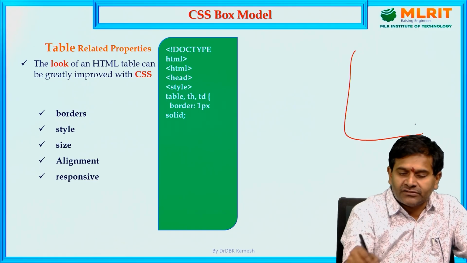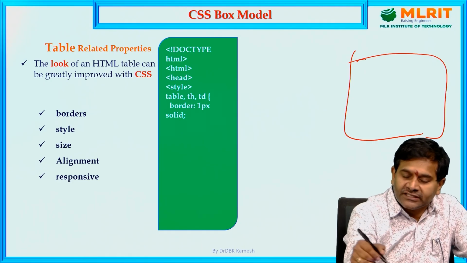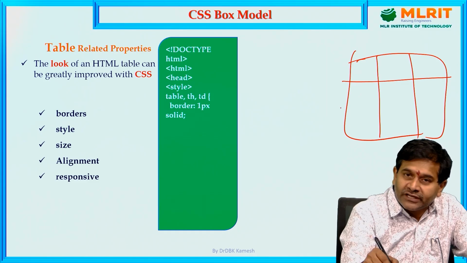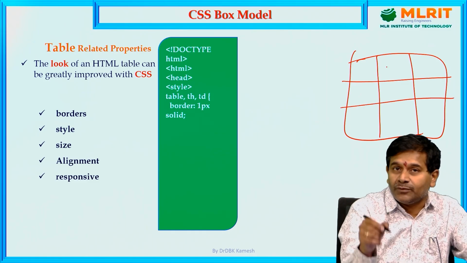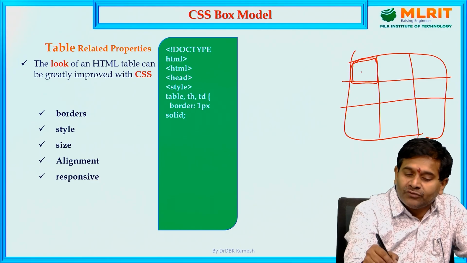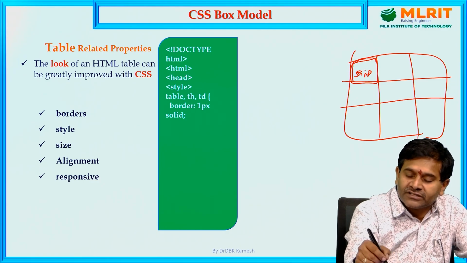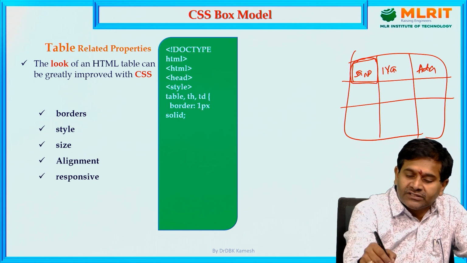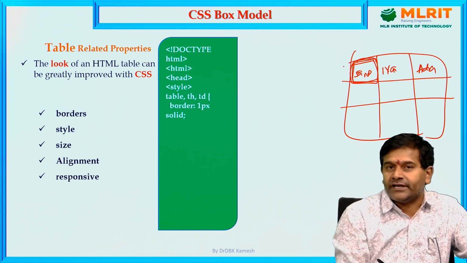So once you can use any kind of a table. So this is the table. In this table, this is the header part. Then how many columns, how many rows, table header and table data. So this is called table data. For example, serial number, name, address, etc. So this is called table data.